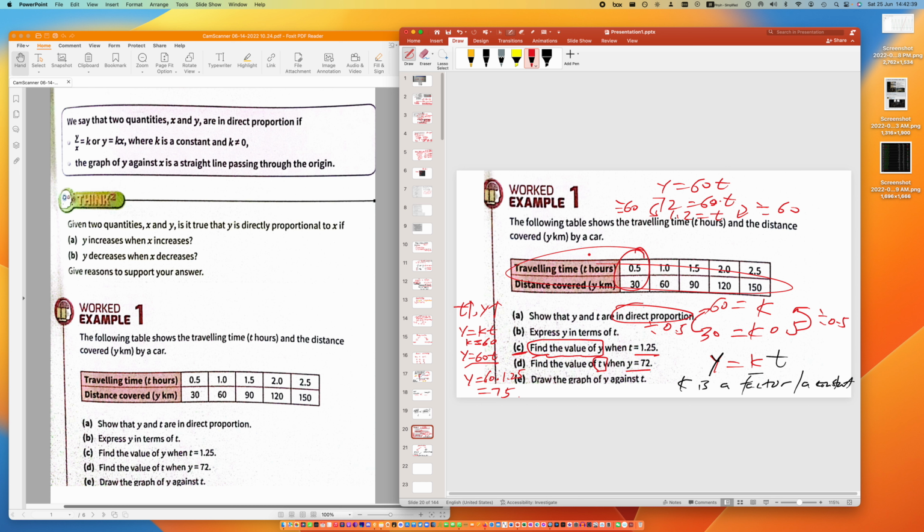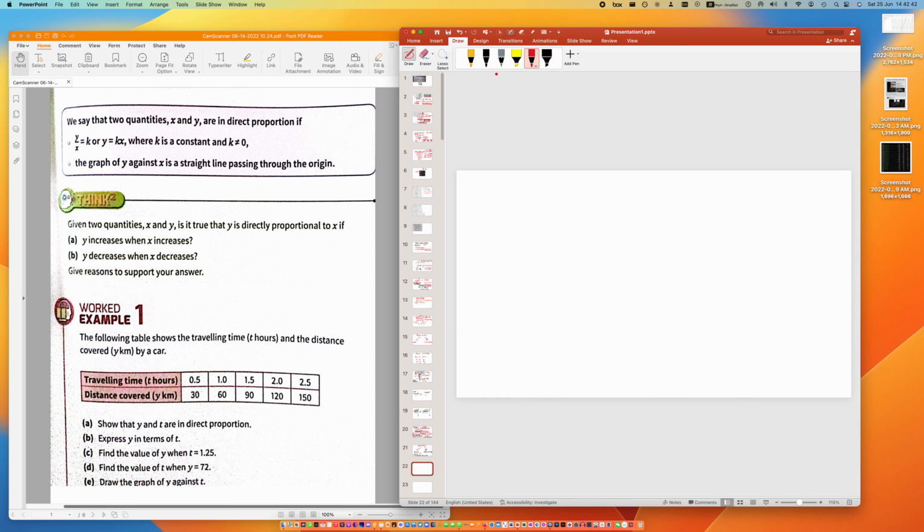So in a way, if I need to give you a summary, step 1: decide the relationship. Just now it's a direct relationship, so quickly write down y equals kx, and write down that k is a factor or a constant. That's your first step.